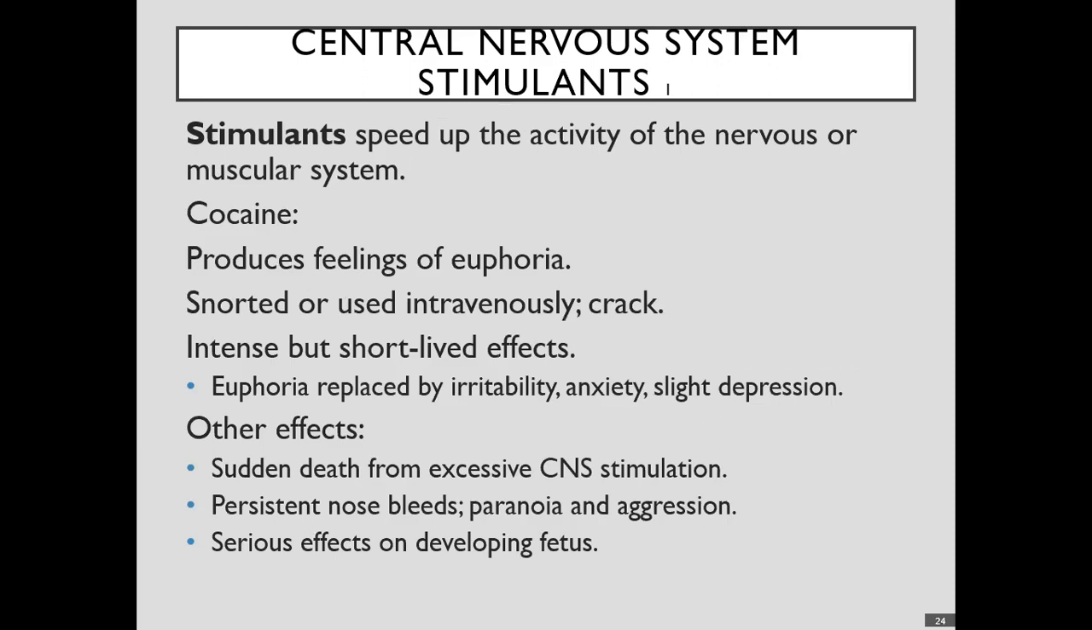So central nervous system stimulants speed up the activity of the nervous or muscular system. Your heart rate accelerates, blood pressure rises, blood vessels constrict, gastric and adrenal secretions increase, muscular tension and motor activity increase, pupils and bronchial tubes dilate, and wakefulness is common. The most common CNS stimulants are cocaine, amphetamines, nicotine, ephedrine, and caffeine.